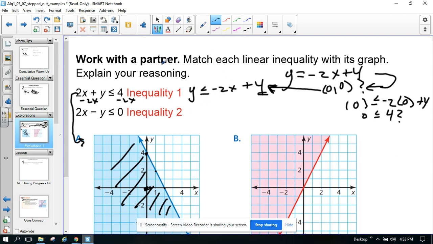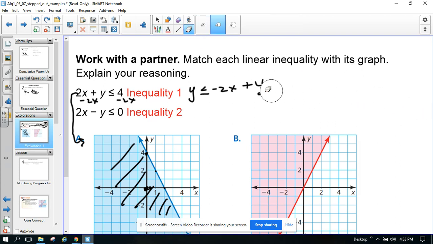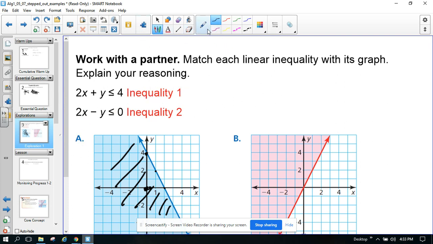Let me erase some of this stuff, and let's do the same thing with the second equation. Okay, so the second equation, we have 2x minus y is less than or equal to 0. If I put this in slope intercept form, I would have negative y is less than or equal to negative 2x plus 0. I don't need the plus 0. And if I get rid of my negative y, if I multiply both sides by negative 1, I would have to flip my sign, and I would have a positive 2x. So y is greater than or equal to 2x.